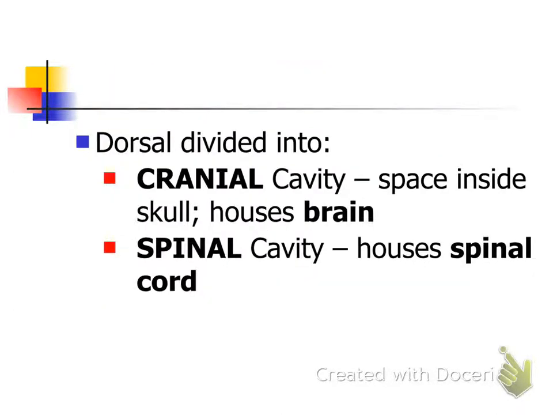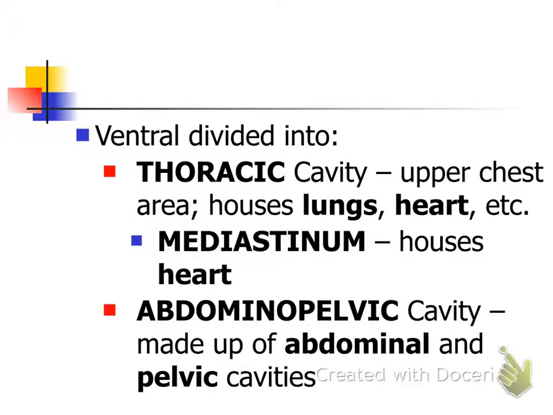The dorsal body cavity then is further divided into the cranial and the spinal cavities. The cranial cavity houses the brain, and the spinal cavity houses the spinal cord. The ventral body cavity is divided into the thoracic and abdominal pelvic cavity. The thoracic cavity houses the lungs and the heart, but a space within the thoracic cavity called the mediastinum houses the heart. The abdominal pelvic cavity is further divided into the abdominal and pelvic cavities.